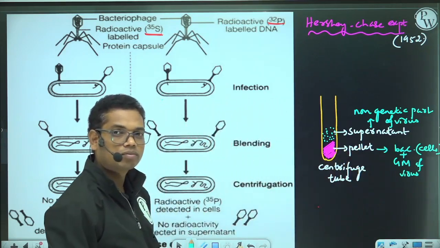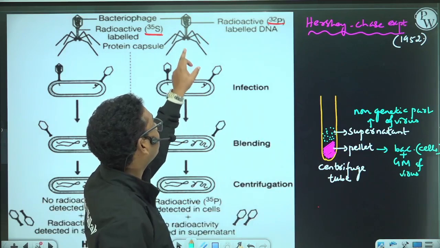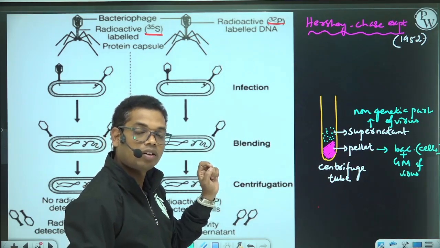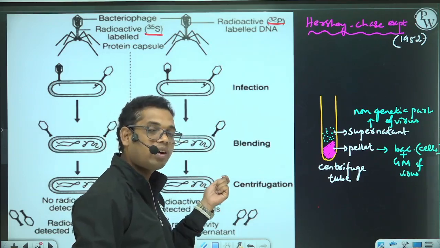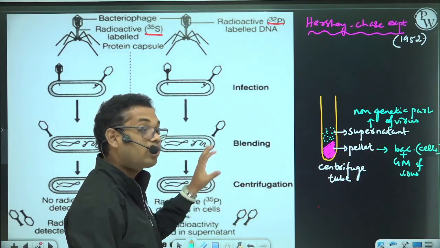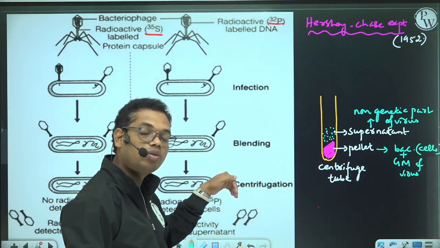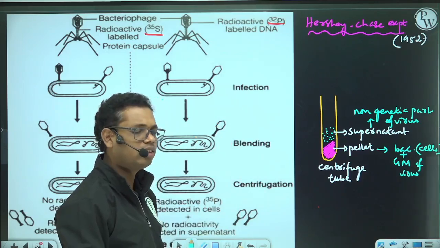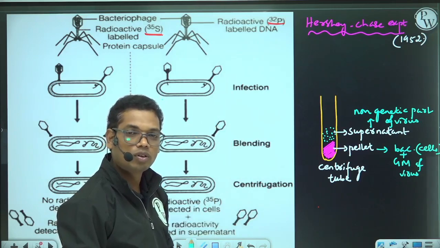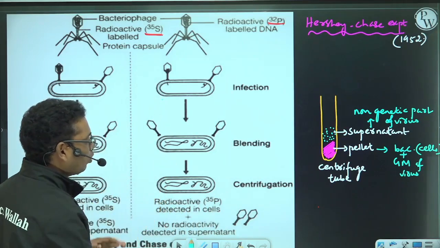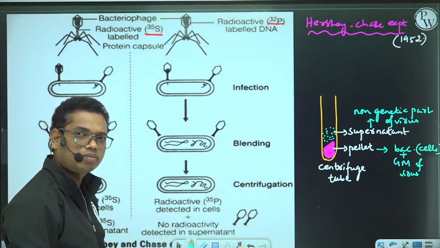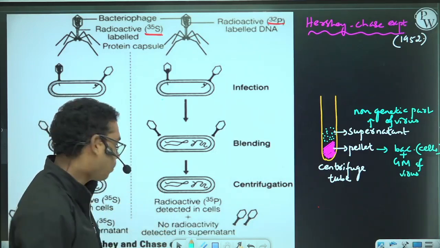radioactivity. And in this case, what was labeled was the genetic DNA of the virus. Okay, and in this case, the supernatant did not show any radioactivity. That means here I can conclude it was DNA which had entered into the E. coli cells, bacterial cells. Okay, so from this they concluded that it is DNA which is the genetic material.